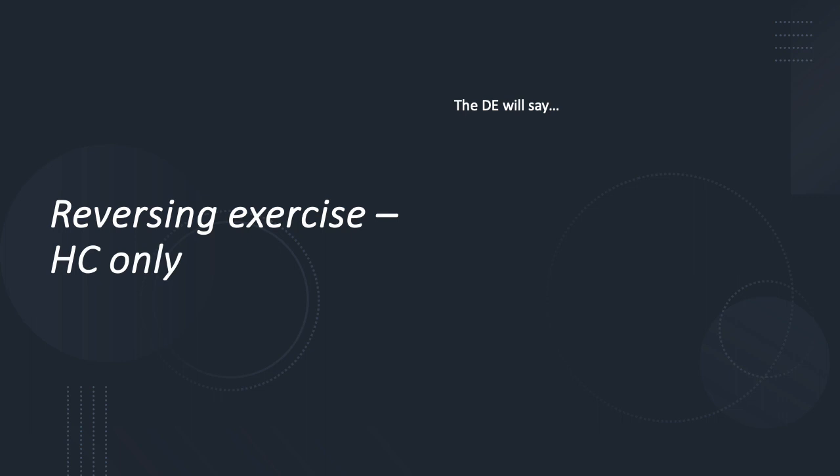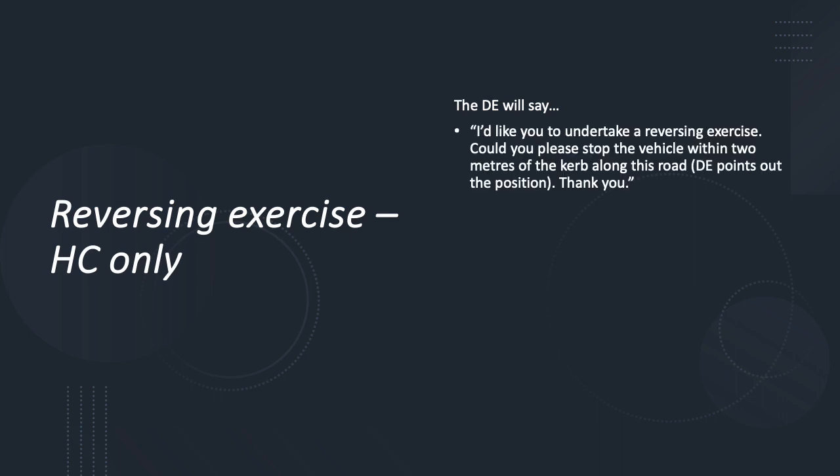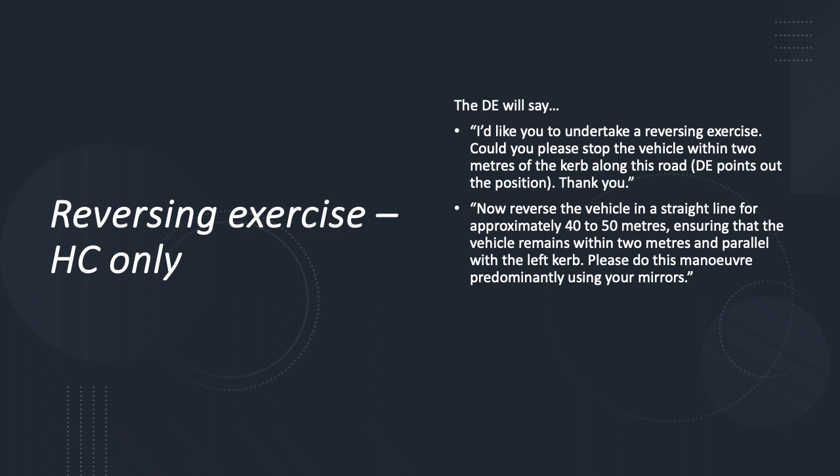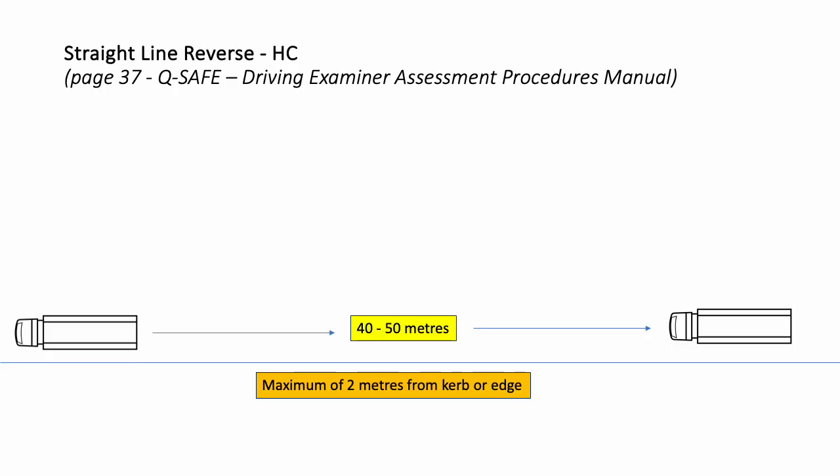Reversing exercise, HC only. The DE, now DE stands for Driving Examiner, will say, I'd like you to undertake a reversing exercise. Could you please stop the vehicle within 2 meters of the curb along this road? DE points out the position. Thank you. Now reverse the vehicle in a straight line for approximately 40 to 50 meters, ensuring that the vehicle remains within 2 meters and parallel from the left curb. Please do this maneuver predominantly using your mirrors. Note, occasional glances over the shoulder are allowed during the maneuver. Here's a diagram of the maneuver.